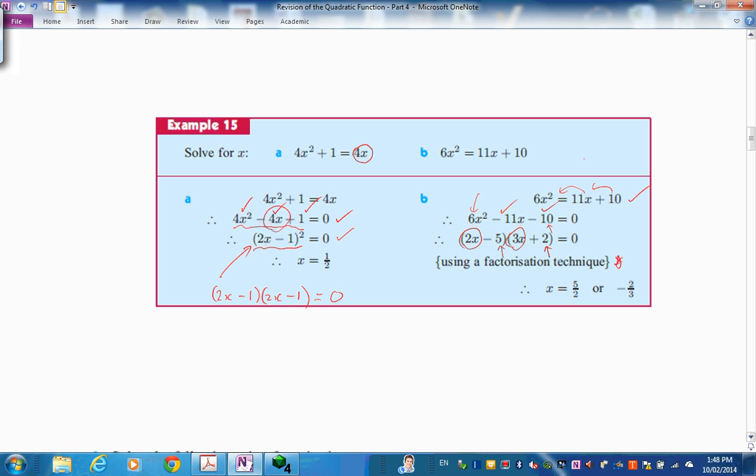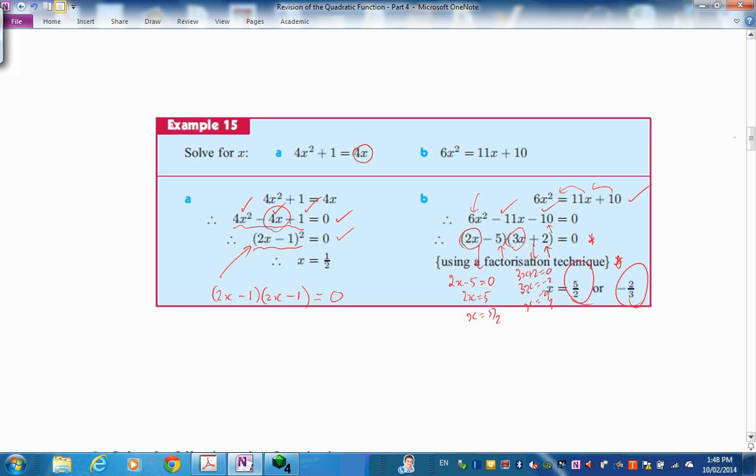So then the answer to this, what makes a product 0? Either this factor is 0, so 2x equals 5, x is 5 over 2, or this factor is 0, 3x plus 2 is 0, 3x is negative 2, x is negative 2 over 3. So they are our two answers.